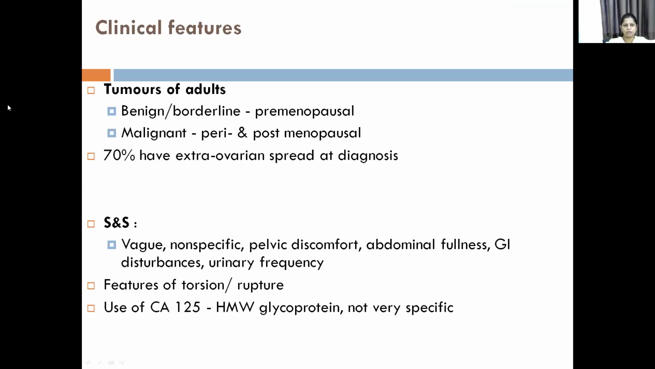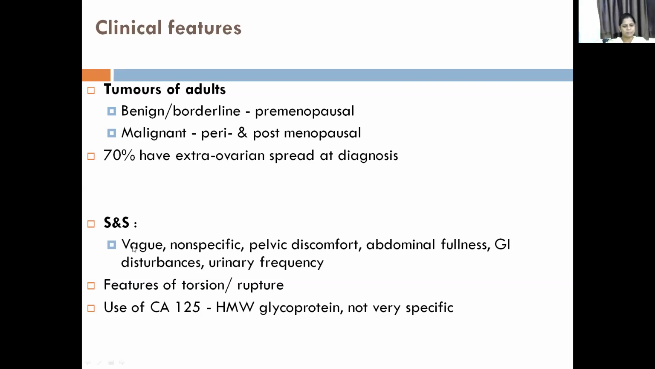Clinical features: they are usually tumors of adults. Benign and borderline tumors usually occur in premenopausal women, whereas the malignant tumors occur in the peri- and postmenopausal age. And 70% of malignant tumors have extraovarian spread at the time of diagnosis.